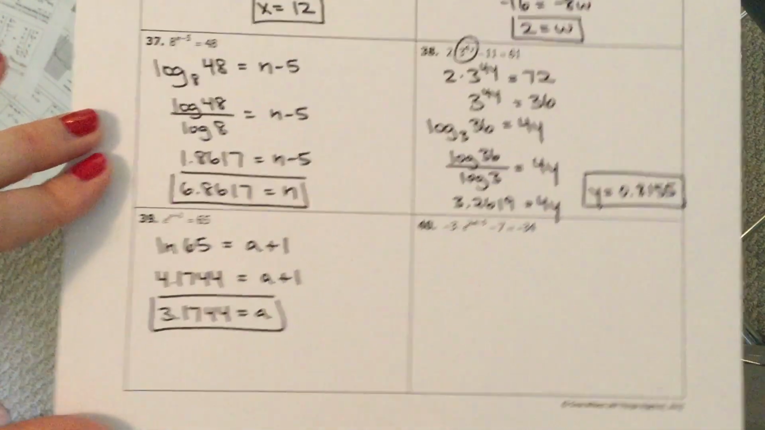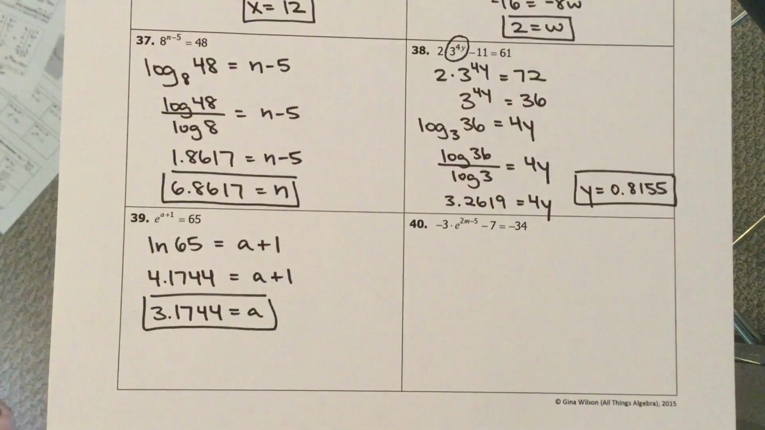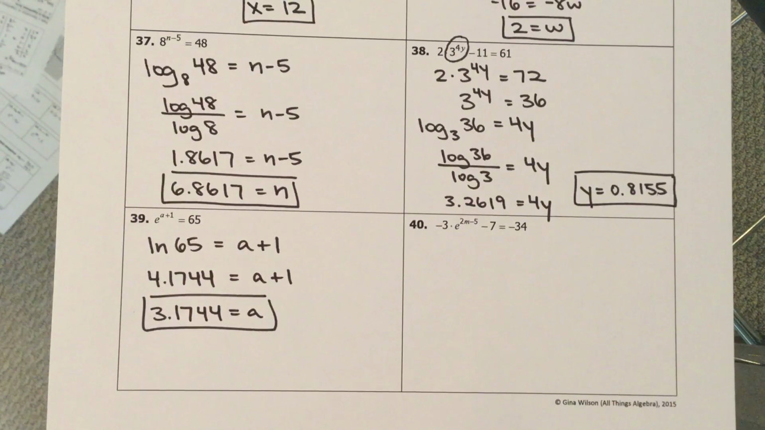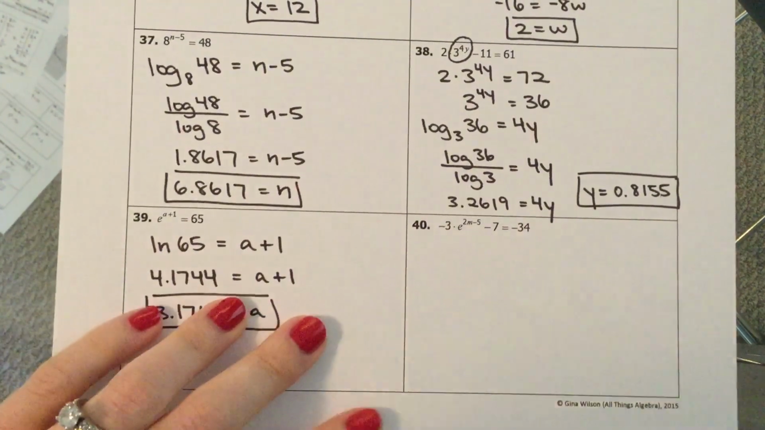Okay, one more of these, number 40. This one, just like 38, we had to get the exponential part by itself first. So very first thing to do would be to add this 7 to both sides.